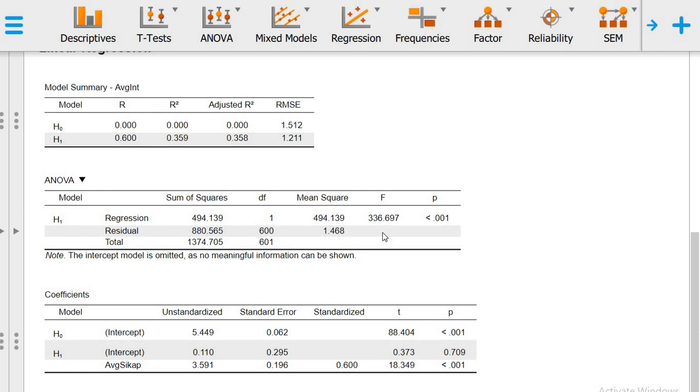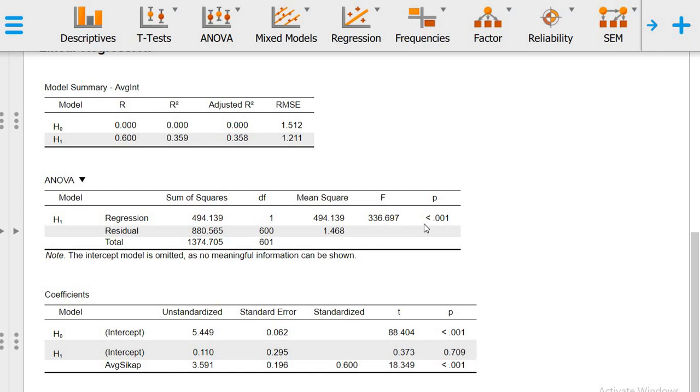And is the model itself significant? Here we have our Anova table, and we look at the F value, 336.697, and the P value is very small. It's less than 0.001. So what does this mean? It means our model is significant in predicting our dependent variable. So it means our model can be used to predict our dependent variable.